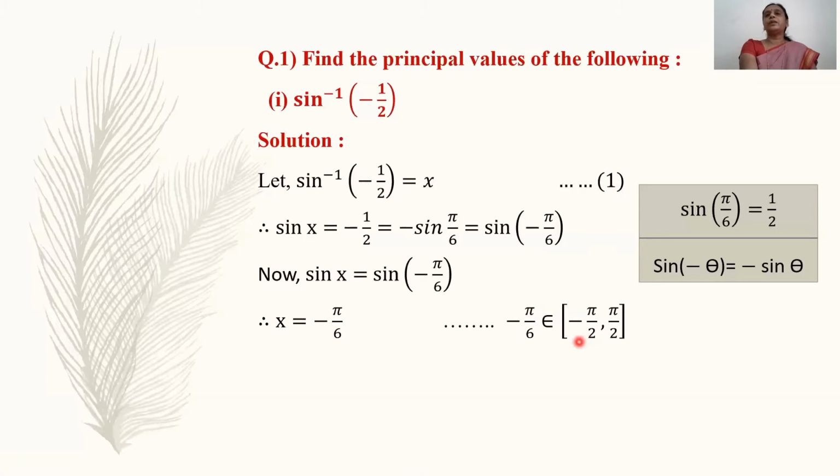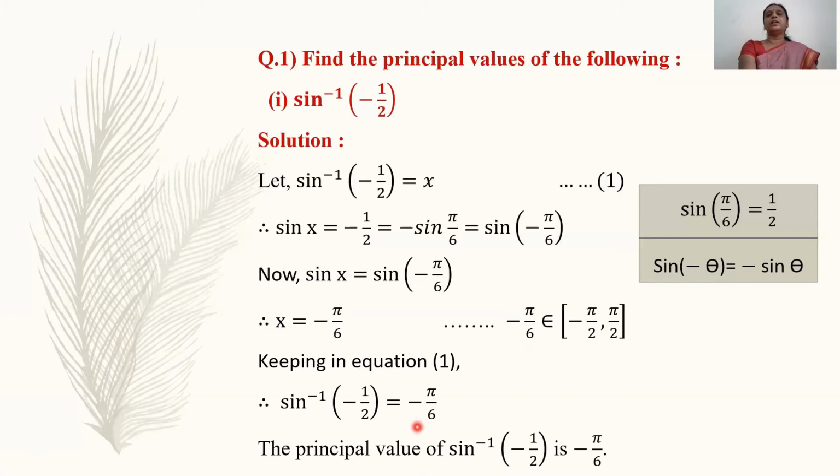Minus pi by 2 means minus 90, and pi by 2 means plus 90. Means this interval is minus 90 to plus 90. And minus pi by 6 means this is minus 30, and obviously lies in the interval minus pi by 2 to pi by 2. Therefore, this is principal value. In the next step, keeping this value in equation 1, we will get sine inverse minus half is equal to minus pi by 6. Therefore, principal value of sine inverse minus half is minus pi by 6.